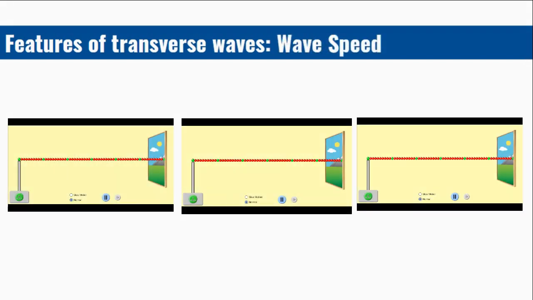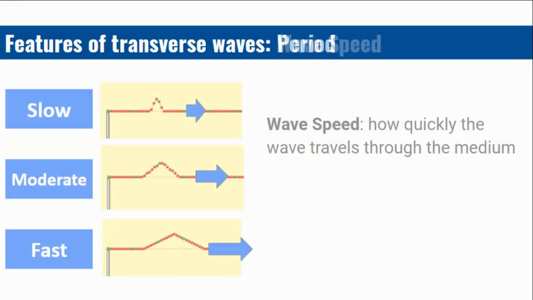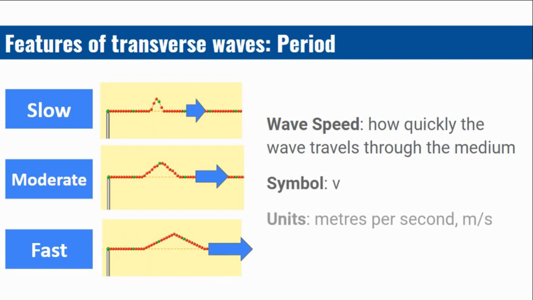Wave speed is how fast a wave is travelling through a medium or through space. If we compare the speed of the 3 waves on the screen, you can see that the wave on the left is the slowest, and the speed of the wave on the right is the fastest. So wave speed is how quickly the wave travels through the medium. It can be abbreviated with the lowercase letter v, and this comes from the word velocity, which has a similar meaning to speed. The standard units that we use for wave speed is meters per second.